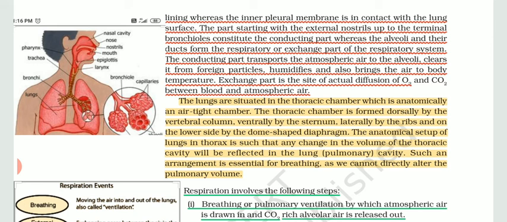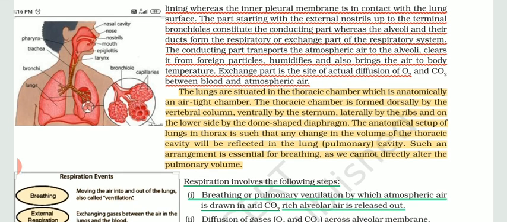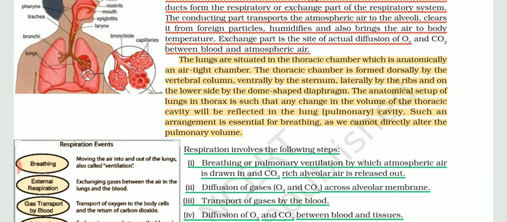But if we talk about the respiratory part, that is also known as the exchange part, it is the actual site where the diffusion of oxygen and carbon dioxide takes place between the connective tissue called blood and the atmospheric air. If the question comes about lungs, they are situated in the thoracic chamber, that is a totally airtight chamber. Otherwise, the air can leak.